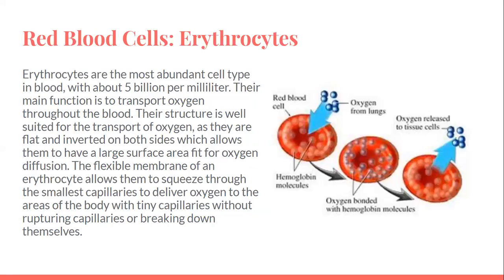So now let's talk about red blood cells. Erythrocytes are the most abundant cell type in the blood, with about 5 billion per milliliter of blood. So their main function is to just get oxygen throughout the blood to the tissues, and then remove the carbon dioxide back to the lungs so they can be exhaled.